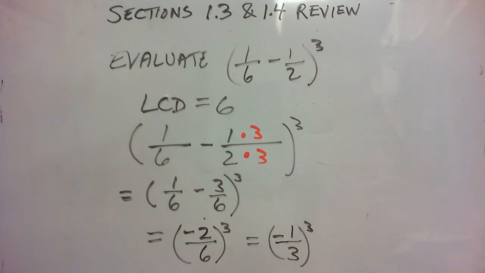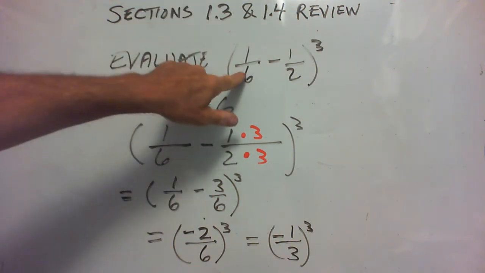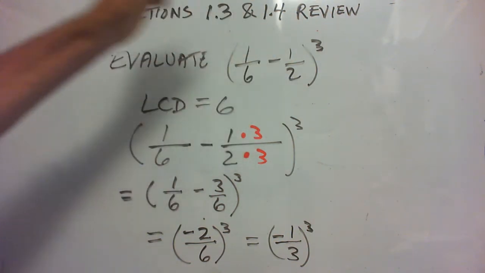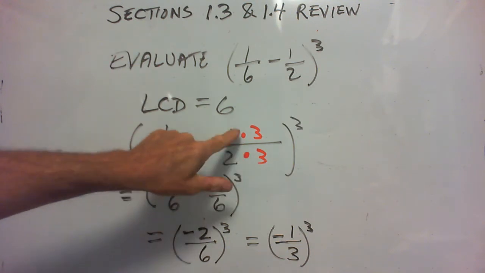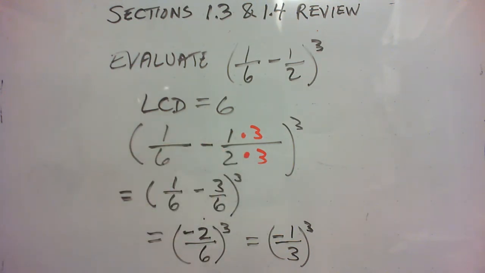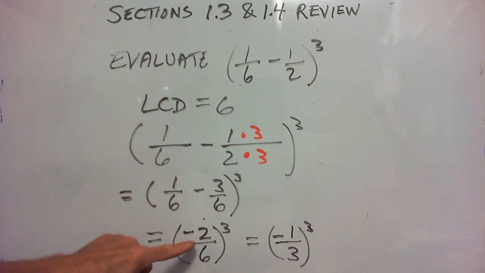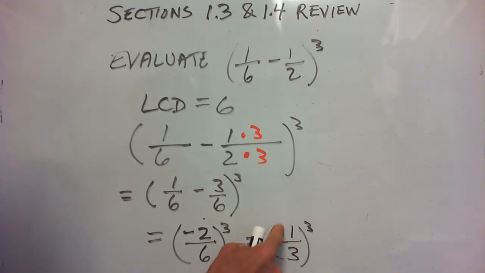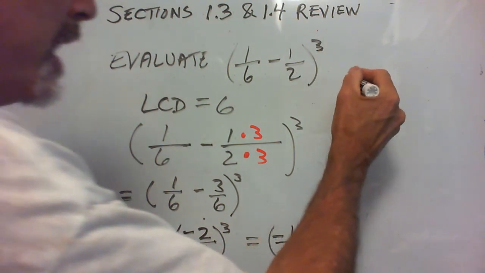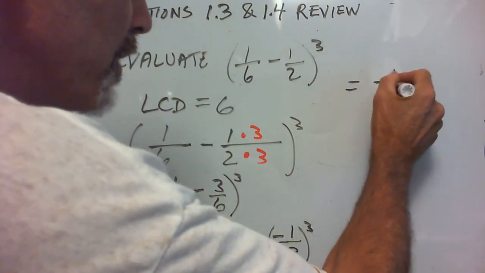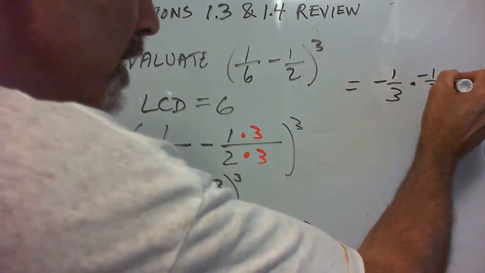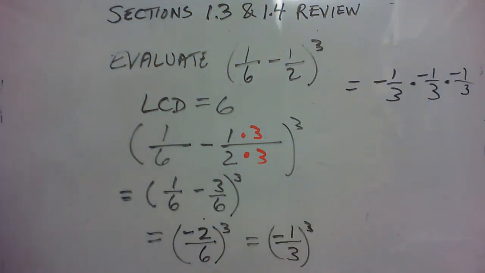So we find that our least common denominator is 6, because 6 is divisible by 2, so then we multiply the 1/2 fraction by 3 and 3. Then we can subtract those fractions, 1/6 minus 3/6, and we get negative 2/6 cubed, which reduces to negative 1/3 cubed, and that is negative 1/3 times negative 1/3 times negative 1/3.